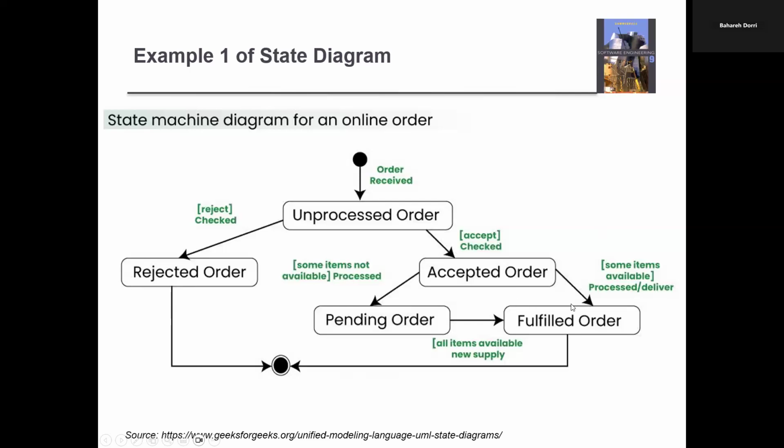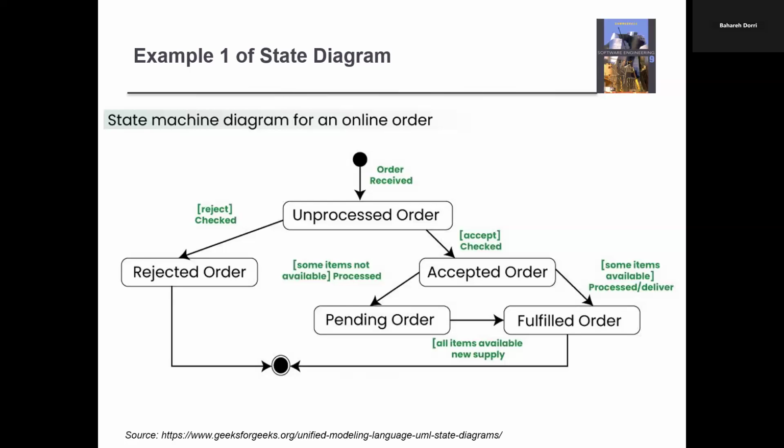From there, it branches again based on the item availability. If all items are available, it moves straight to fulfill order and the order gets delivered. If some items are not available, the system moves to a pending order state. It's like saying we are holding your order until the missing items are restocked. So once all items become available, maybe after a supplier restock, the order can be fulfilled, completing the cycle.